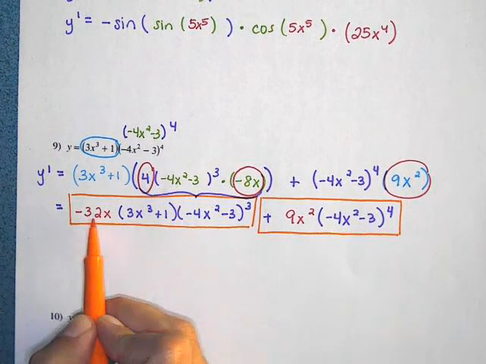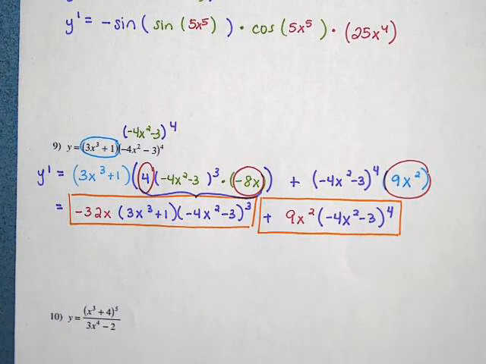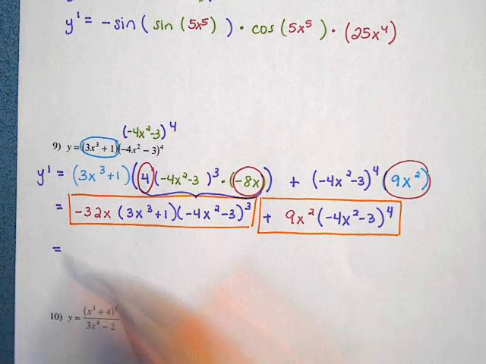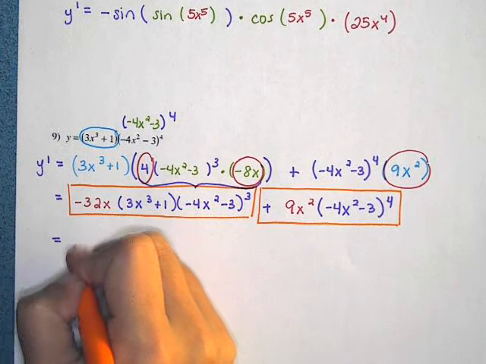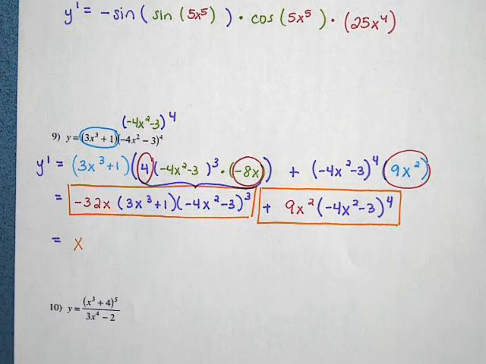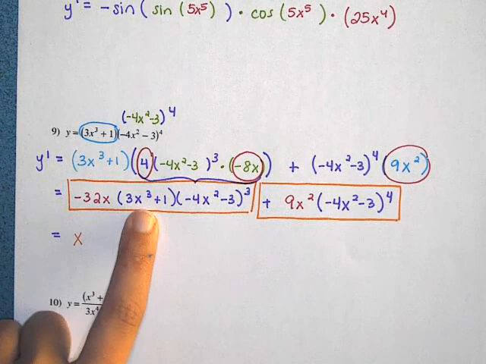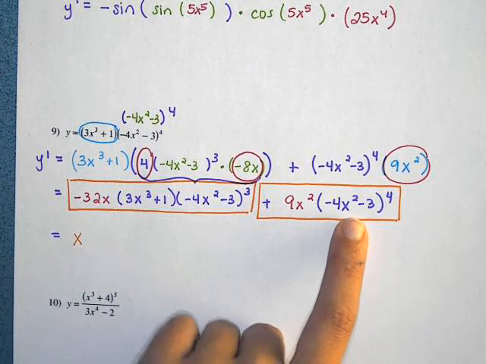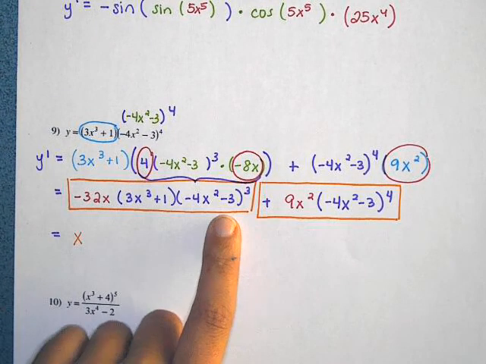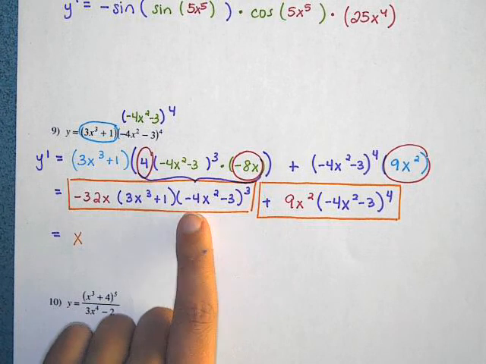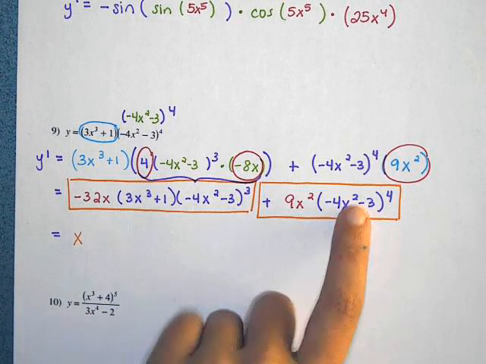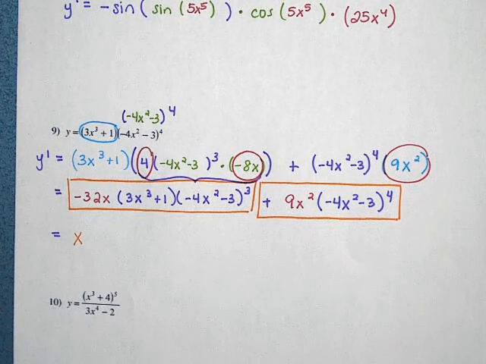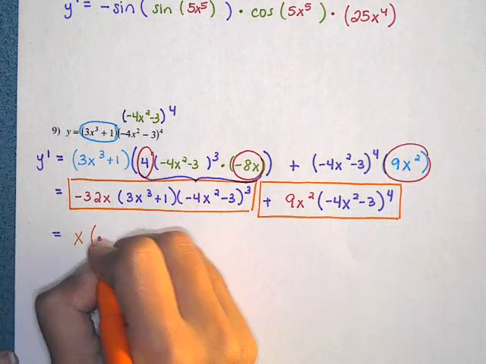The first term has a 32 and the second term has a 9. There are no numbers that go into both 32 and 9, so we're good. Now this term has an x and this term has an x squared, so we can take out an x. This term has a parentheses 3x cubed plus 1. This term doesn't, so we can't take out any of those. This term has 3 copies of negative 4x squared minus 3. This term has 4 copies. So we can take out 3 of those copies.